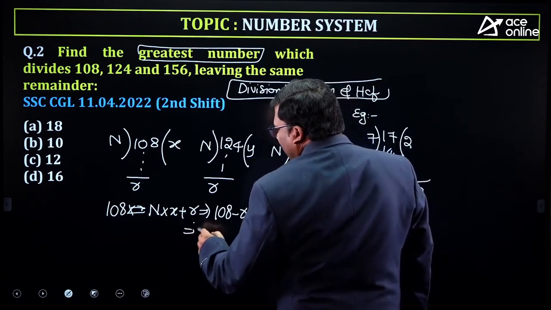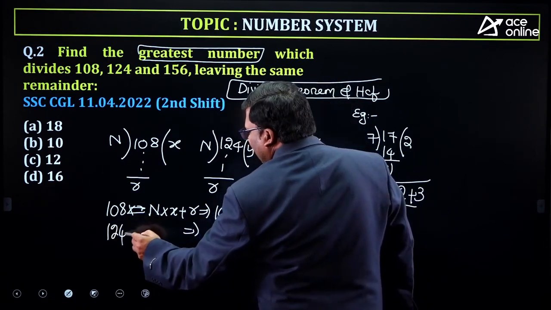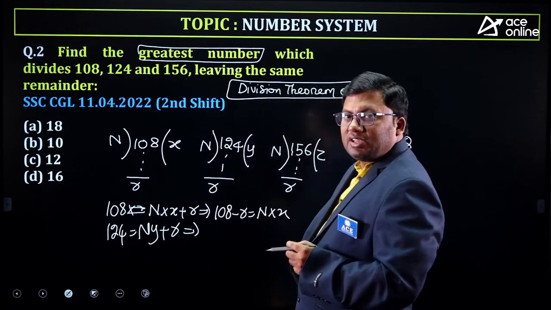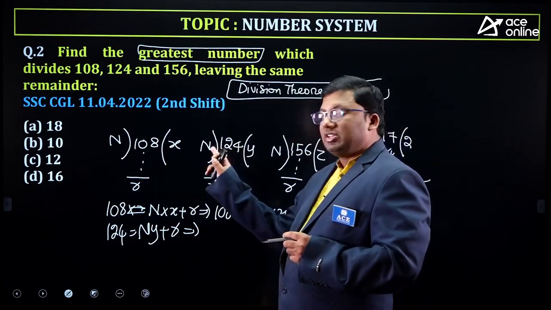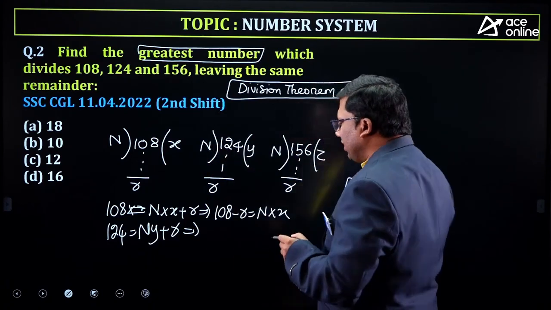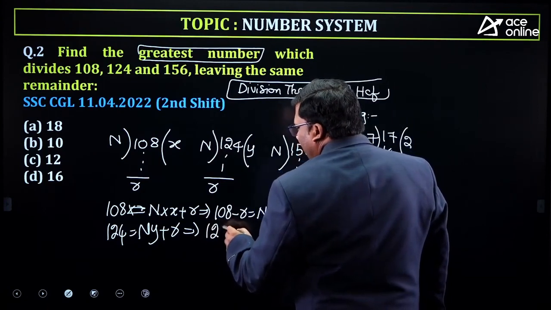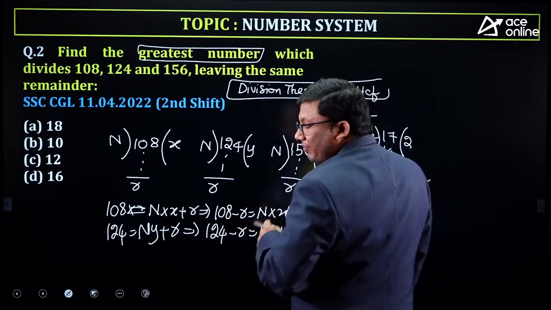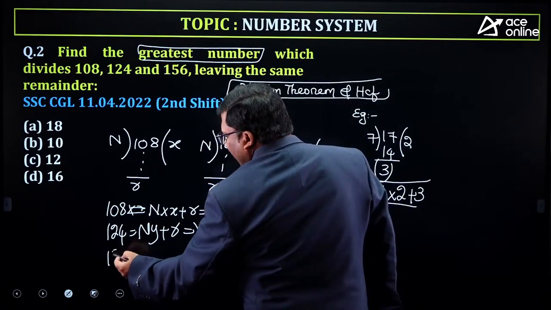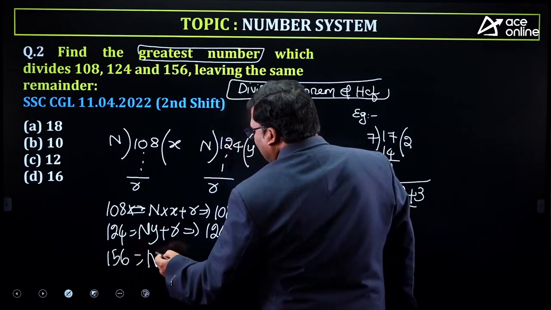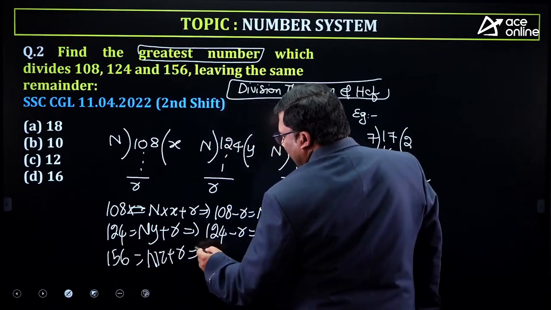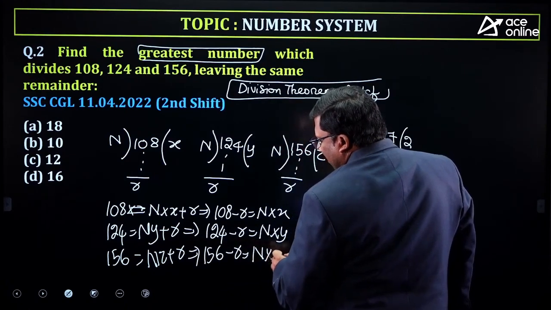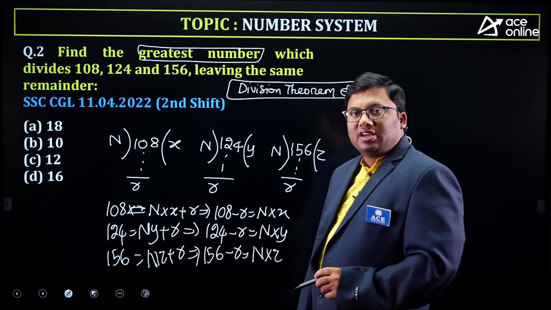Similarly, next one will be 124 is n into y plus r. Dividend is divisor into quotient plus remainder. So 124 minus r is equivalent to n into y. Similarly, for the third value, it will be 156 minus r is n into z.